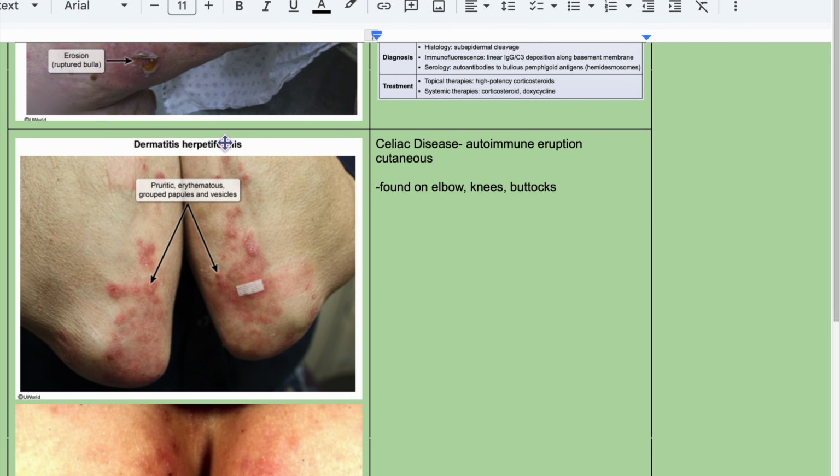Now, dermatitis herpetiformis. This is because of celiac disease. It's an autoimmune eruption on skin, found on elbows, knees, and buttocks. Pruritic erythematous grouped papules and vesicles.